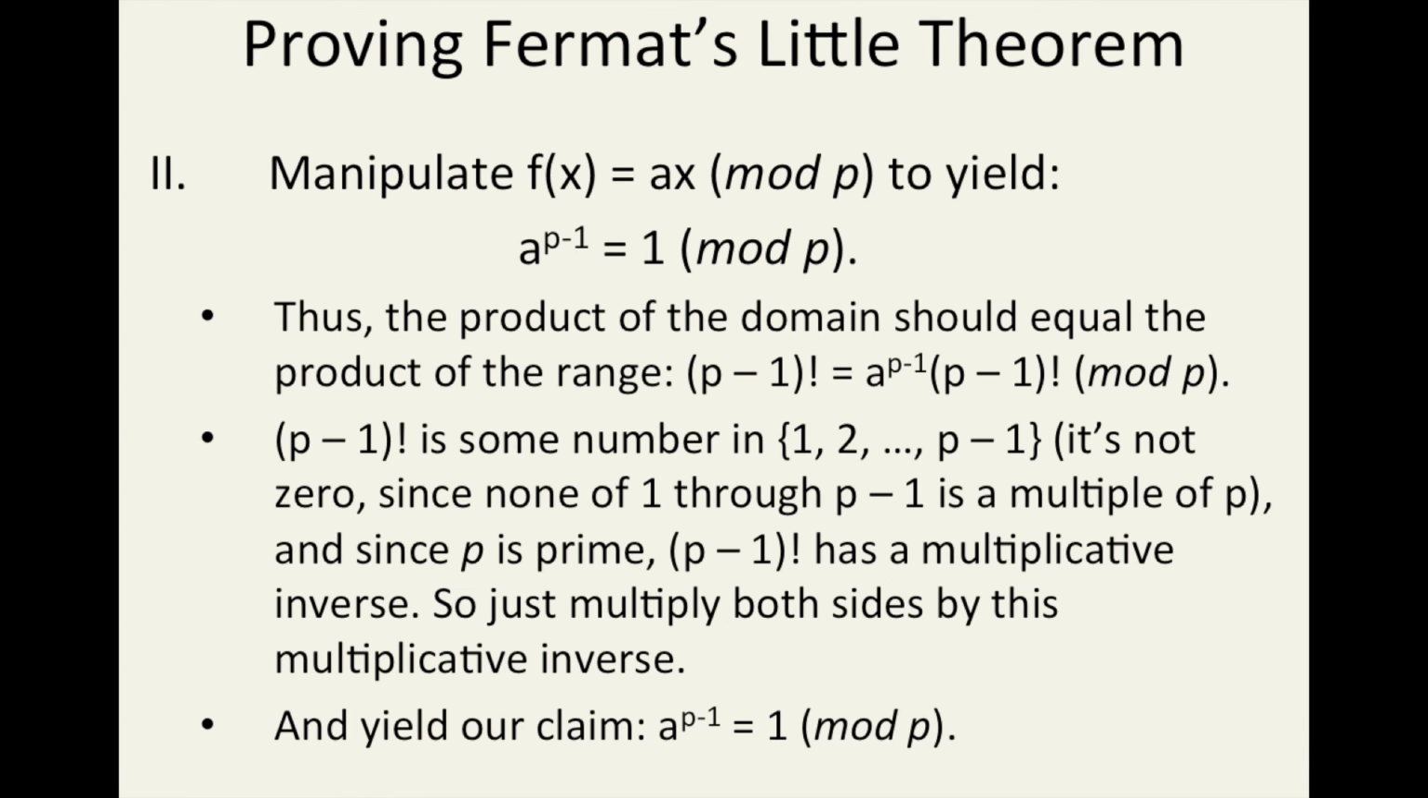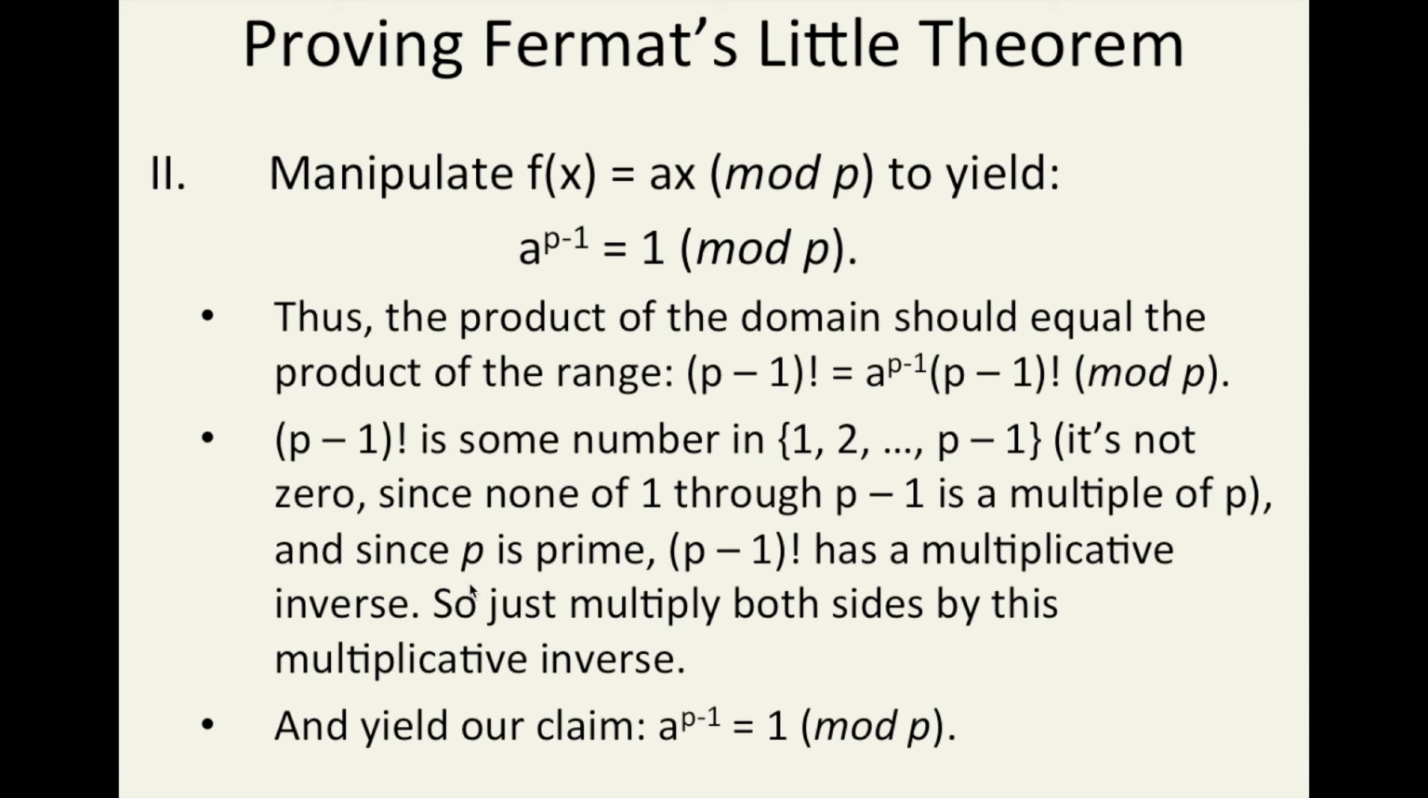But let's go ahead and see that a little more formally, or a little more visually, and we'll see that since we're able to equate the product of the domain and the product of the range, we can get this equation. P minus 1 factorial is actually equal to a to the p minus 1 times p minus 1 factorial mod p. Then we can see that p minus 1 factorial is some number in 1 to p minus 1. We know it's not 0 since none of 1 through p minus 1 is a multiple of p.